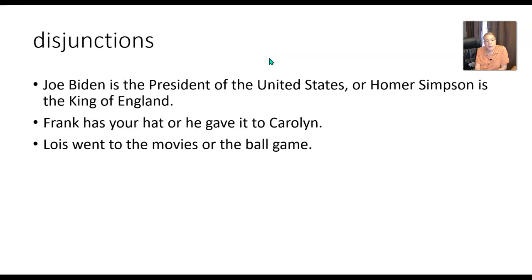Lois went to the movies or the ball game. So I'm saying that that would be true if Lois went to the movies, and it would also be considered true if Lois went to the ball game. The only time it would be false is if neither part is true, if Lois didn't go to the movies and also didn't go to the ball game.